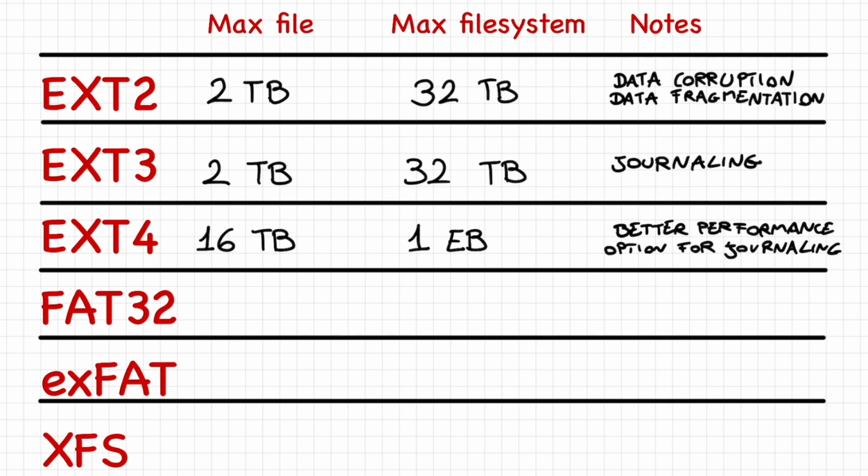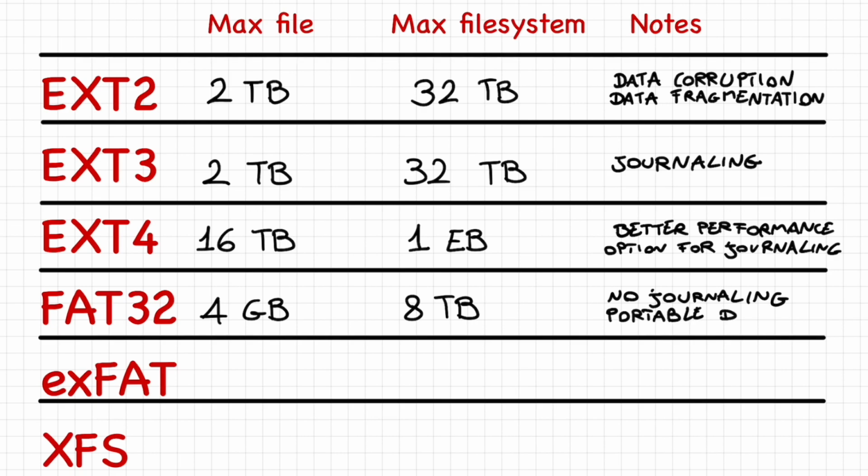FAT32 and exFAT are Microsoft file systems supported by Linux. They have no journal, which makes them good for portable devices, such as USB devices. A file can be up to 4 gigabytes in FAT32 and 16 exabytes in exFAT. A FAT32 file system can be maximum 8 terabytes in size, and an exFAT file system can be maximum 128 petabytes in size.